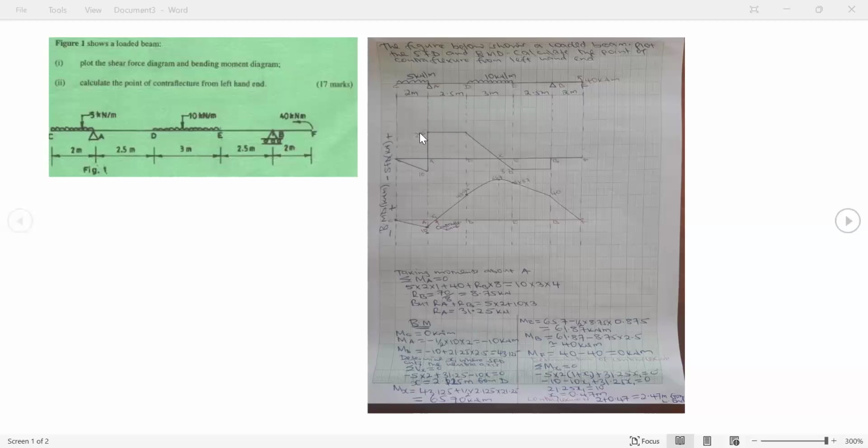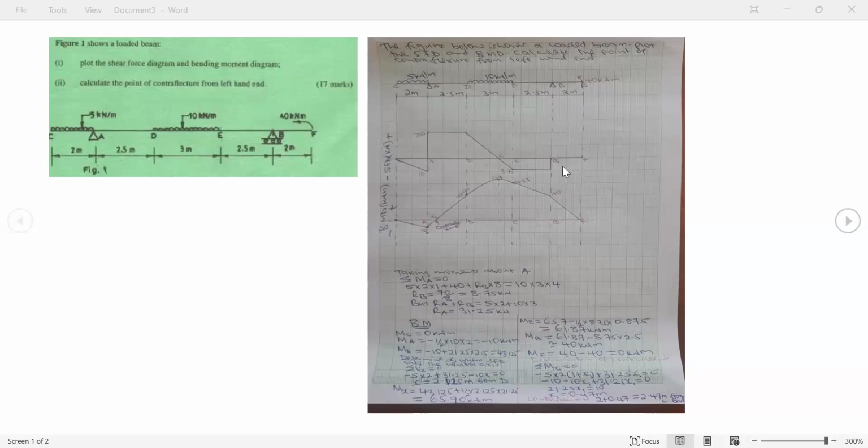Between A and D, there is no force, so it will be a straight horizontal line. Between D and E, there is a UDL, so it is arriving here as 21.25, and between D and E we have a UDL of 10 kilonewton per meter times 3 meter, that is a negative 30 because it is acting downward. So it is 21.25 minus 30. So that will end up at negative 8.75, but I didn't indicate the negative because it is below the line CF, which means automatically it is negative 8.75.